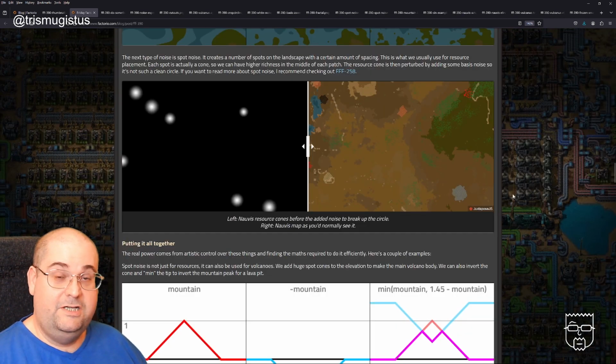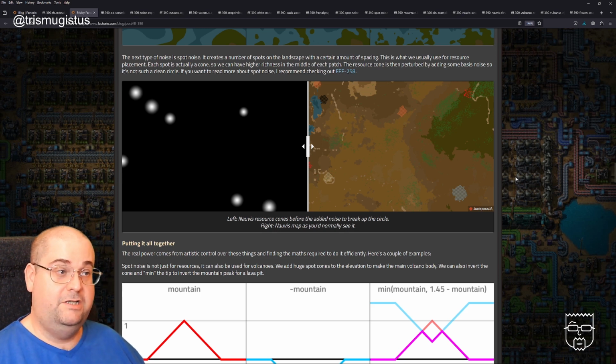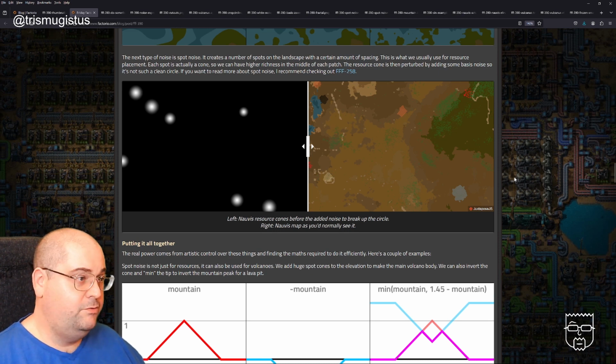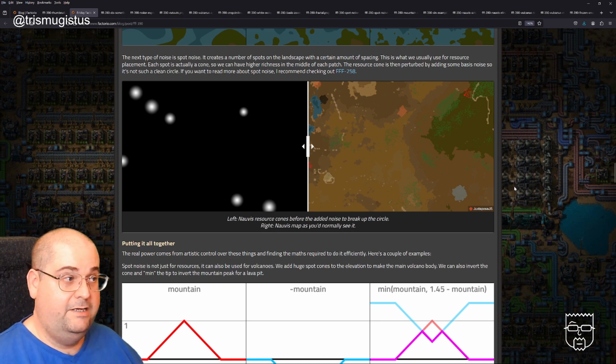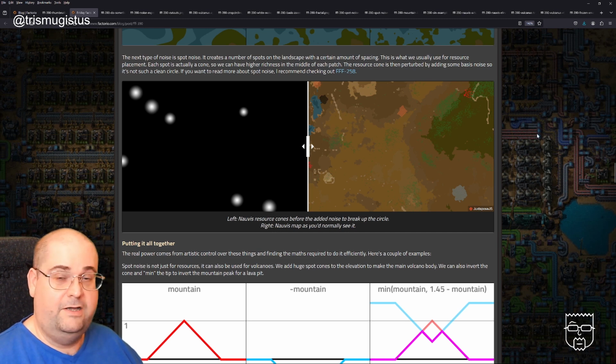The next type of noise is spot noise. It creates a number of spots on the landscape with a certain amount of spacing. This is what we usually use for resource placement. Each spot is actually a cone, so we can have a higher richness in the middle of each patch. The resource cone is then perturbed by adding some basis noise, so it's not such a clean circle. If you want to read more about spot noise, I recommend checking out Friday Facts 258.